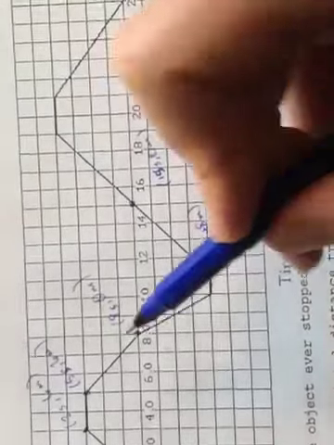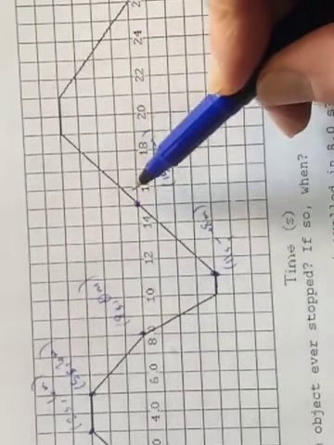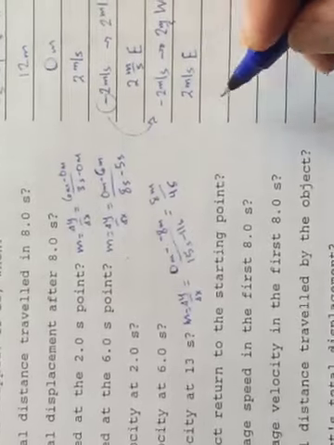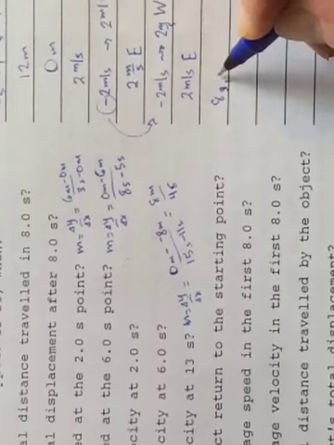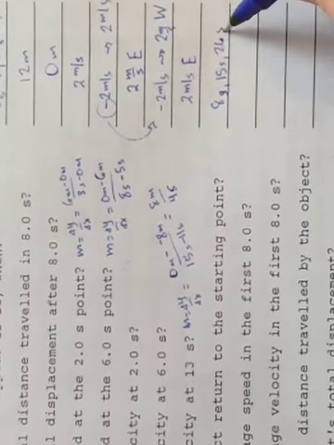When did it return to its starting point? Anytime it gets back to the x-axis, it's returned to its starting point. So at 8 seconds, at 15 seconds, and all the way over here at 26 seconds. Okay, so 8 seconds, 15 seconds and 26 seconds.